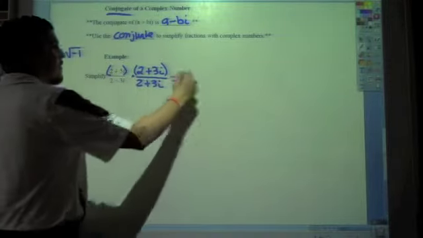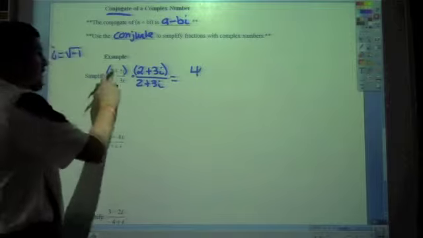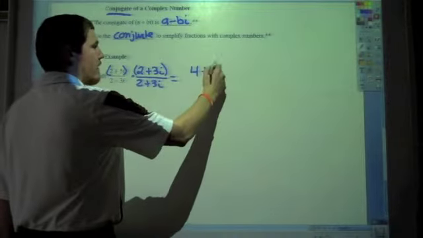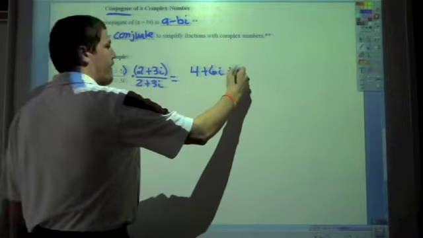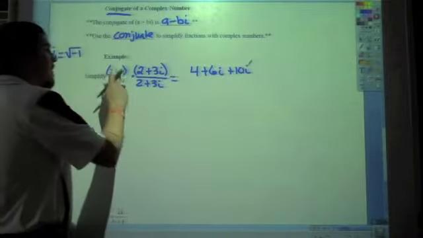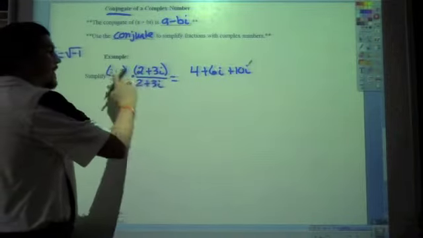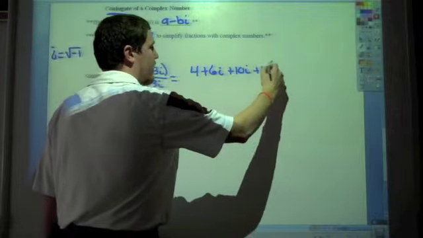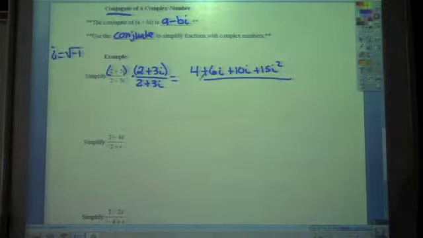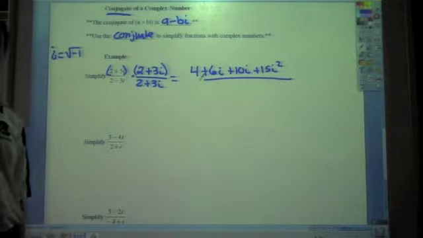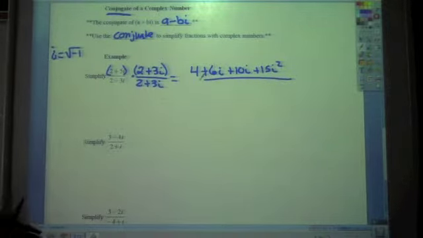2 times 2 is 4. 2 times 3i is 6i. 5i times 2 is 10i. 5i times 3i, 5 times 3 is 15i squared. Then on the denominator, just like we did with radicals, you can do first times first and last times last, because those middle numbers are going to cancel just like they did last time.